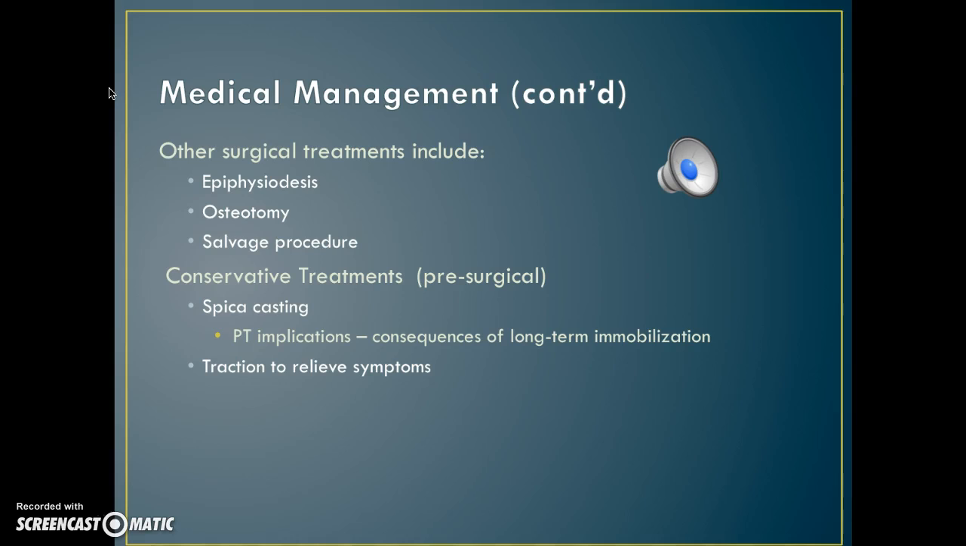Other surgical treatments include epiphysiodesis, osteotomy, and salvage procedure. Conservative treatments can also be used prior to surgery. A spica cast is often used, and the patient will be immobilized for a period of time, and this is very important for PT to treat the consequences of the long-term immobilization. Traction can also be used to relieve symptoms.